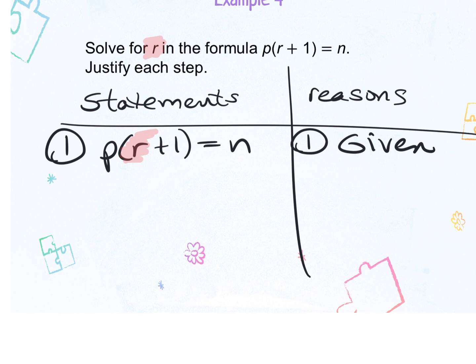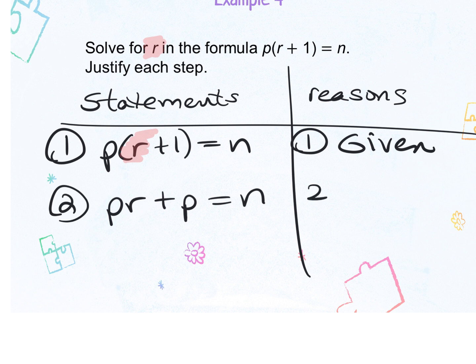So I'm using my Algebra 1 skills. Step number 1, I'm going to distribute. So I'm going to distribute the p to the r and then the p to the 1. And really that's just going to be a p. I don't have to put p times 1 equals p. And this was distributive.